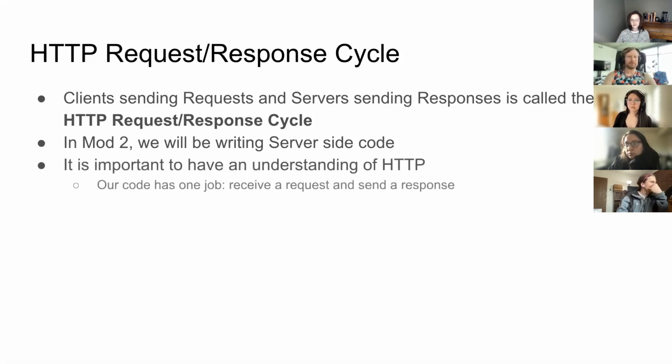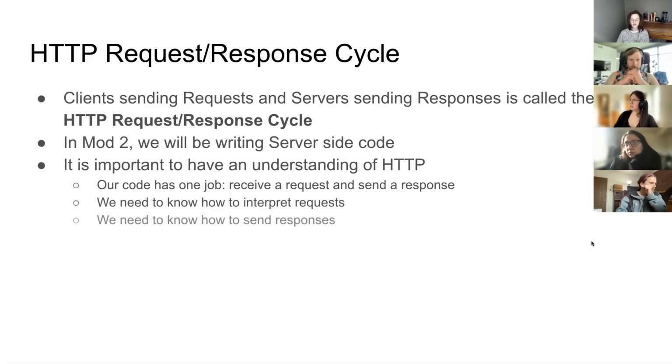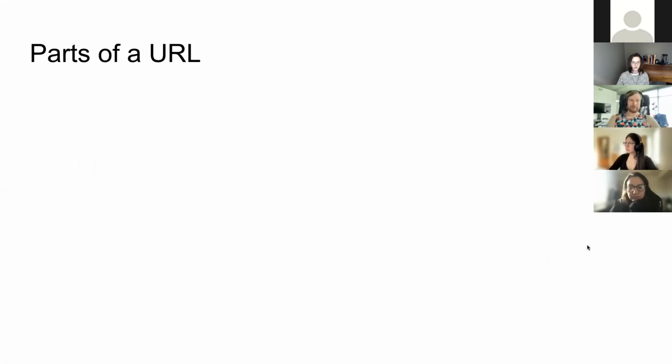And it's important to have this understanding of HTTP because our code has one job: receive an HTTP request and send a response. And we do need to know at some level how to interpret requests, maybe not all the finer details, but the basics, because it's just how we speak on the internet and how our servers and our apps communicate. And if we can interpret requests, we should also know how to send responses. And like I said, Rails takes care of some of this for us, but when things go wrong, it's really valuable to have that background knowledge to be able to troubleshoot appropriately.